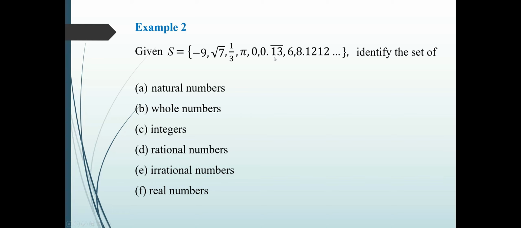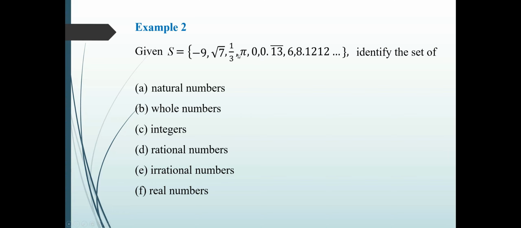What about this thing? What is this thing? This means number 13 is repeated until infinite number of times. So this means 0.13, 13, 13, 13, and so on. This is also not a countable number. Okay? So what's the only natural number here?